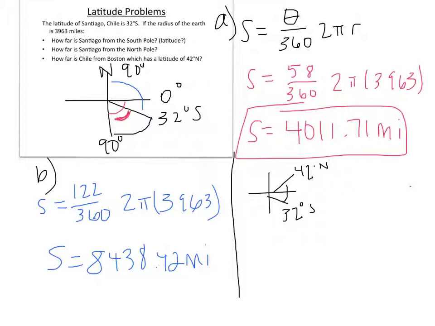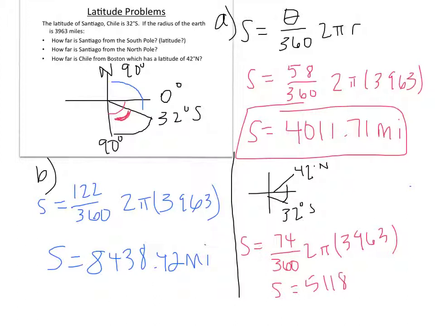So to find that distance, we need to take the 32 degrees down here and add it to these 42 degrees. So when we plug in our formula in this case, our angle is going to be 32 plus 42. So we're going to use 74 over 360 times 2 pi, again the radius is 3963. And we get that the distance from Santiago to Boston is a little over 5,000 miles, 5,118.39 miles.